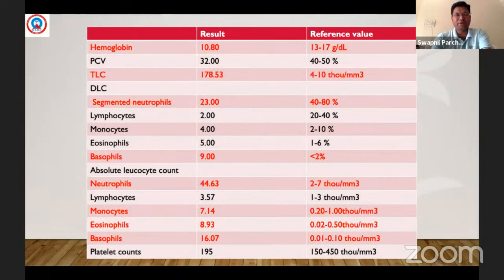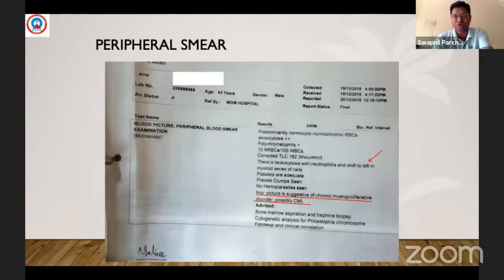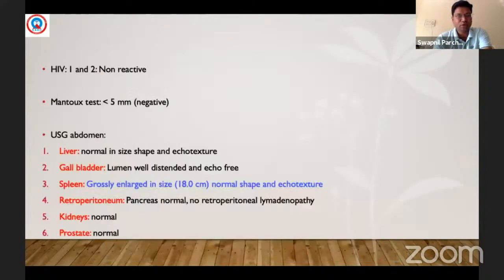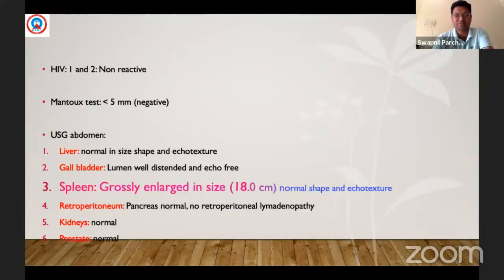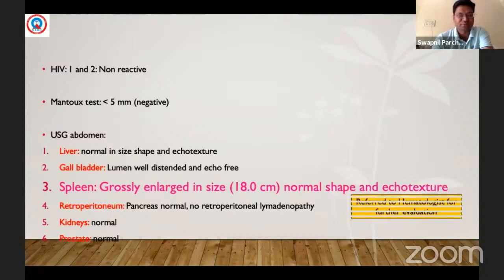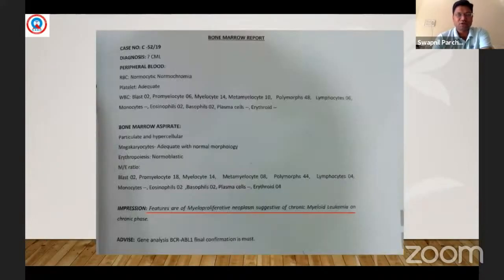On complete blood count, the HB level is low, the total leukocyte count is quite high, and DLC is quite deranged. Platelet counts were normal. The peripheral smear was suggestive of a chronic proliferative disorder, possible CML. On ultrasound abdomen, the spleen was grossly enlarged with normal shape and echotexture. So he was referred to a hematologist for further evaluation.